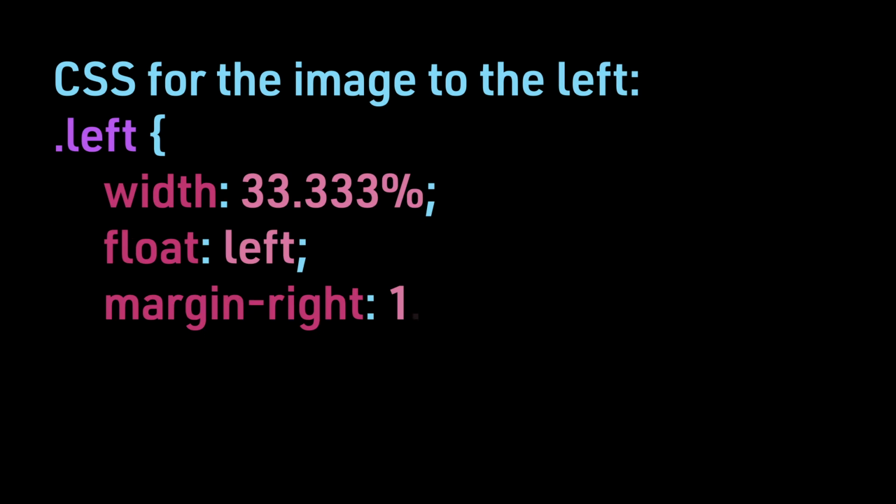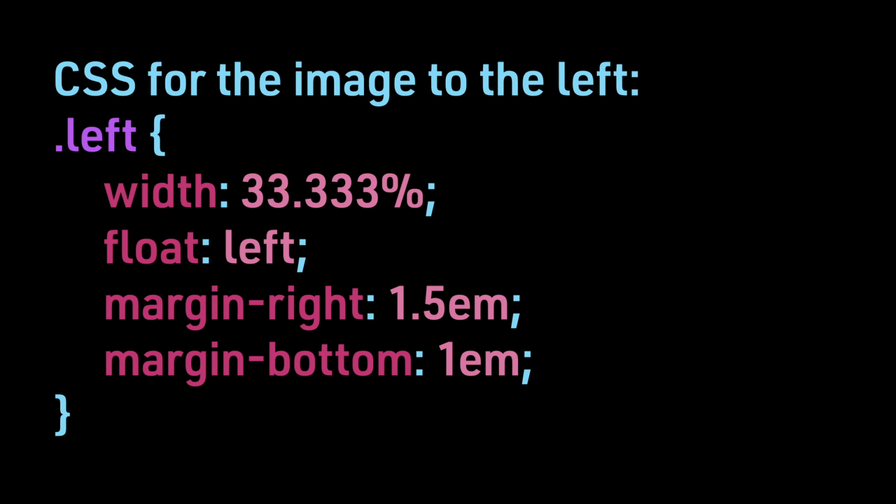Here's the CSS for the image to the left. We target period left. We want the image to span only about 1/3 of the full width of the containing element. By floating the image to the left, it remains in normal flow and the text will move around it. In order to not have the text right at the edges of the image, we add some margin to the relevant sides so that the text wraps around with some space in between.